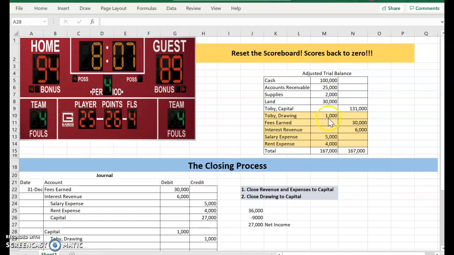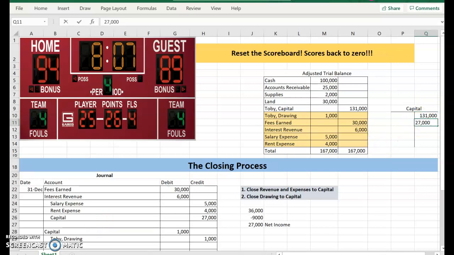I would be left with zero in the temporary accounts: drawing, fees earned, interest revenue, salary expense, and rent expense. And right now I have $131,000 in capital, but after these entries I would have an updated capital balance. So it has a credit balance, which is a positive capital number. And I look at my entry and I see what I've done here. I've credited capital for $27,000.